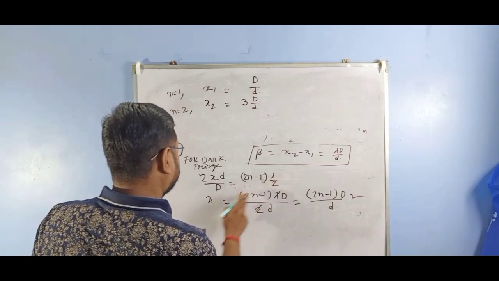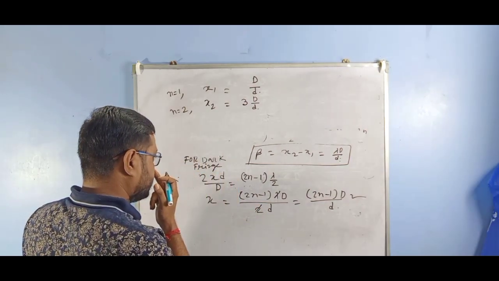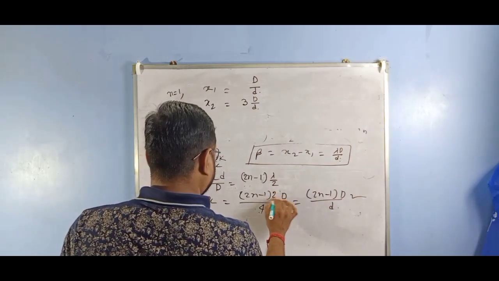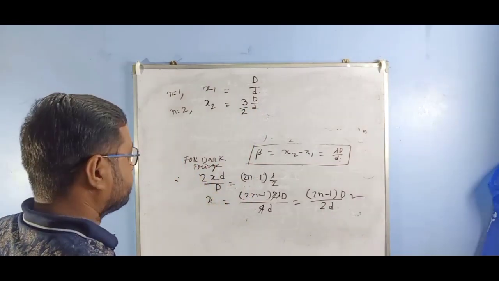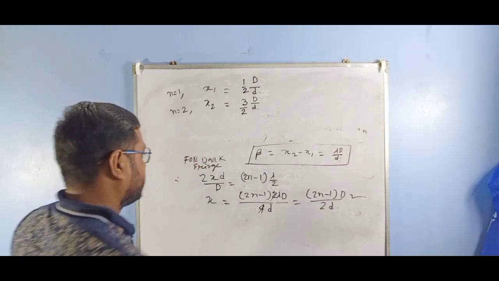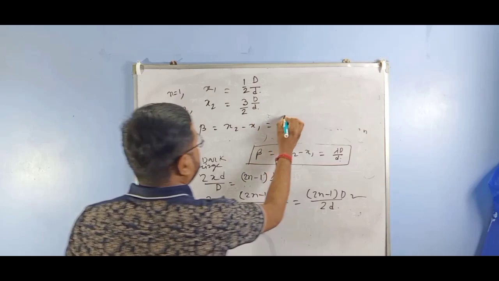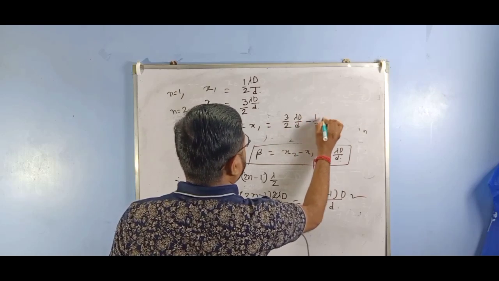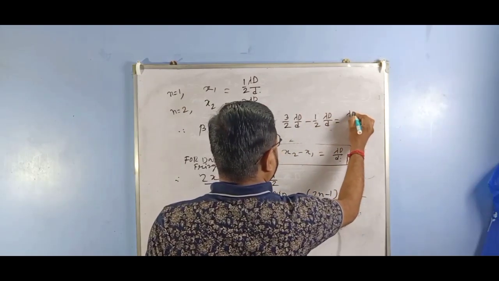Sorry, it is (2n minus 1) lambda by 2. So x1 is half lambda D by d and x2 is 3 by 2 lambda D by d. A 2 remains in the denominator, sorry for that. So the fringe width beta is x2 minus x1, equal to 3 by 2 lambda D by d minus half lambda D by d, that is, we get lambda D by d.